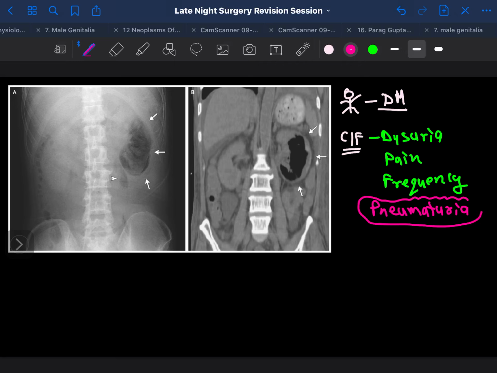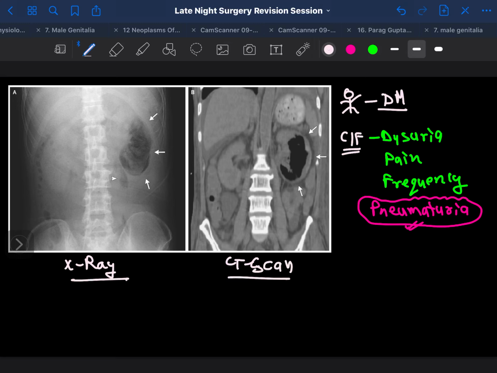Okay, what do you understand by pneumaturia? Pneumaturia basically means the passing of air in the urine. So a patient is coming to you with pneumaturia, and you perform an X-ray and a CT scan in this particular patient. You have this X-ray for this patient, and then you have this CT scan.